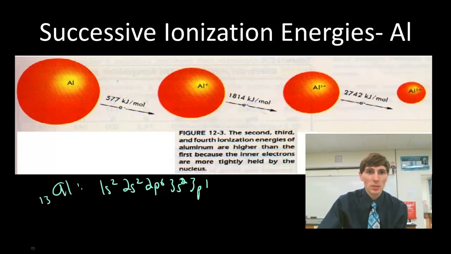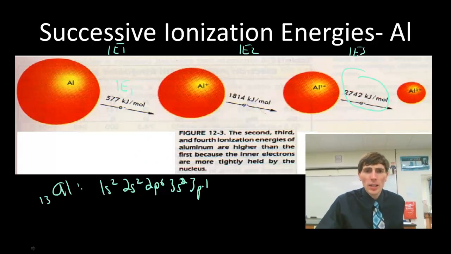This is kind of a nice little graphic here. Here's IE1. Let's put it up here. IE2, IE3. Looking at my values here, I can see that IE3 is definitely the biggest. But why? Let's look at the electron configuration.